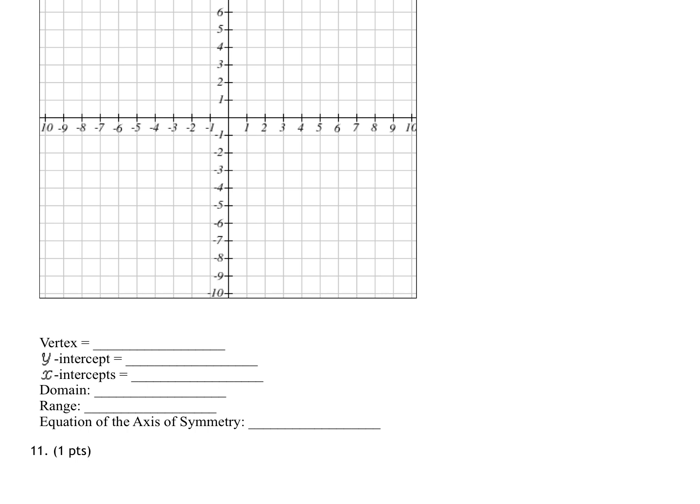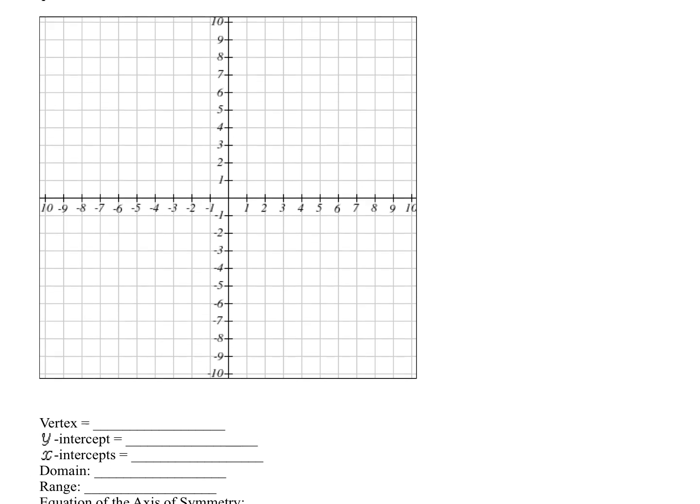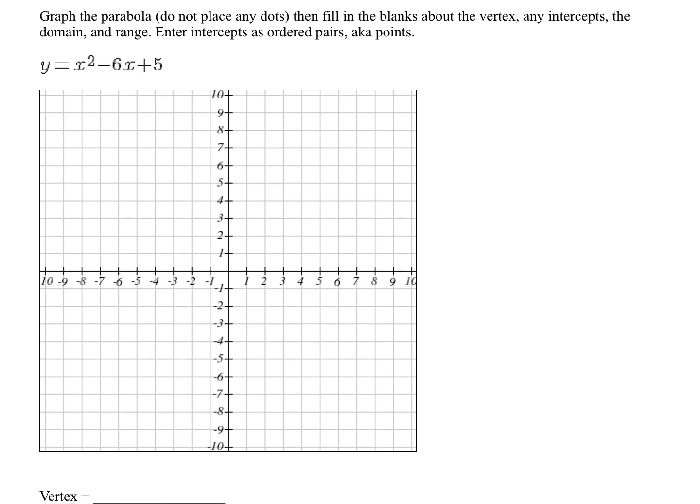So we have to find the vertex, the intercepts, the domain, the range, and the equation of the axis of symmetry. Okay, so let's start by finding the vertex. So the x value is negative b over 2a. That will be a negative 6 over 2 times a, which is 6 over 2, which is 3.